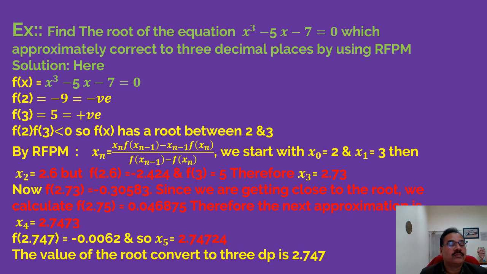Okay, so now for example you can take one polynomial. Find the root of the equation x cube minus 5x minus 7 is equal to 0, approximately correct to 3 decimal places, by using the regular false position method. Okay, so how can you solve this? You can rewrite the equation. This polynomial, that is f(x) is equal to x cube minus 5x minus 7 is 0.